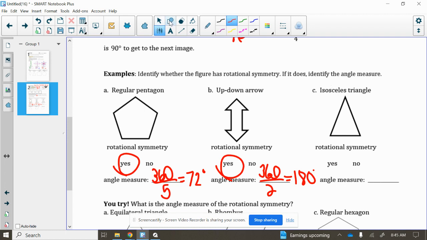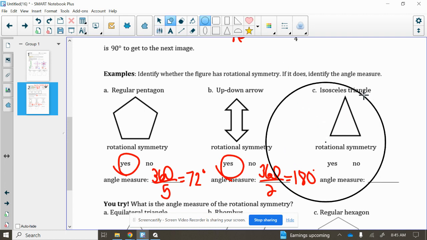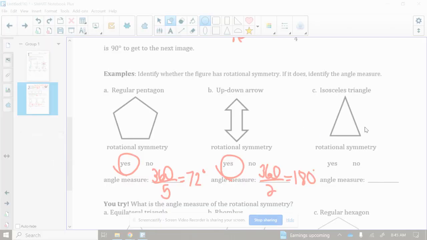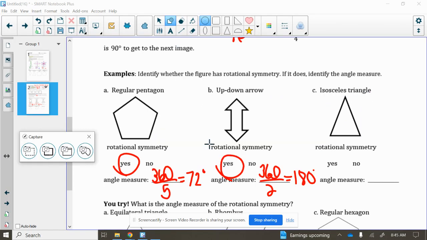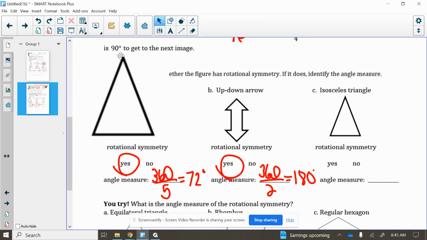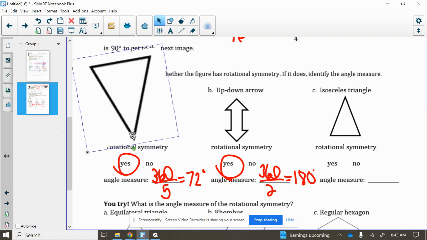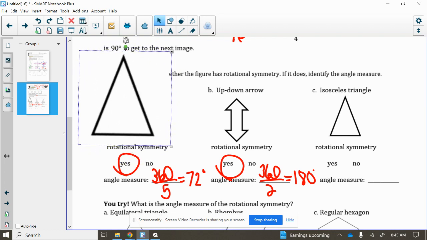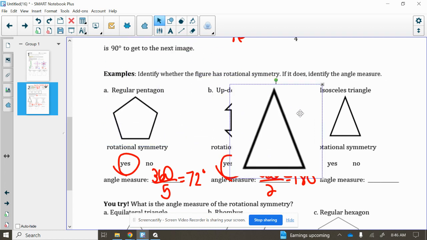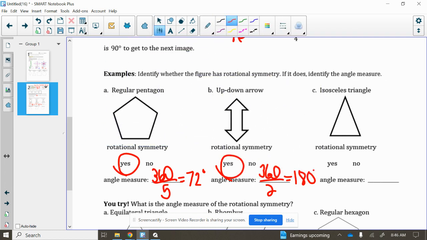Last but not least, our isosceles triangle. If we look at this, we want to again check out whether there is a rotation that would make it look like itself. Well, on this one, if I take this and I rotate it to this side or on this side, until I get back to the beginning, it does not look like itself. So this one does not have rotational symmetry. So we would say no on this one because the only amount of degrees that made it look like itself was 1 full rotation of 360.